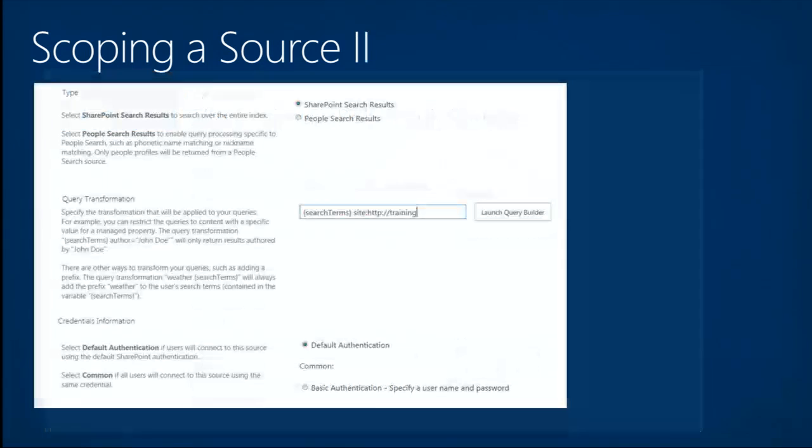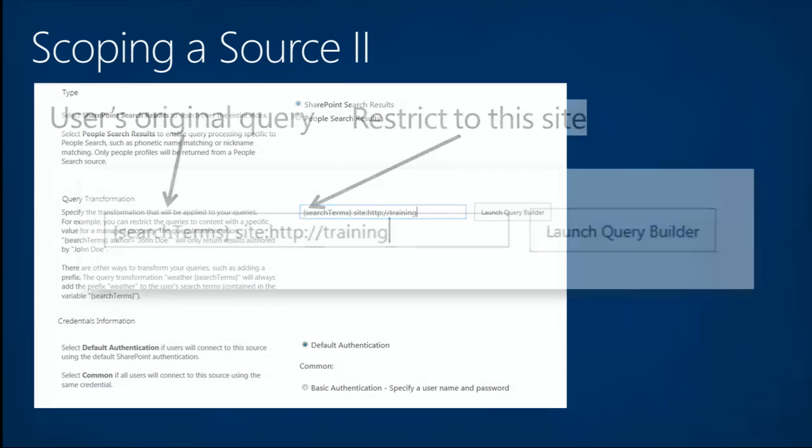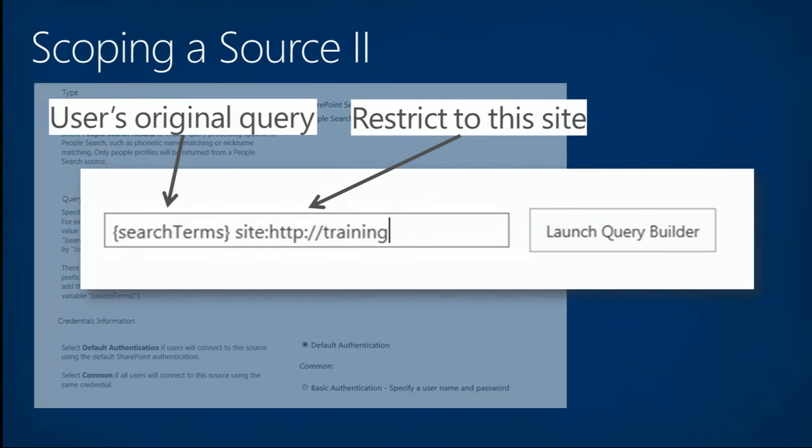Now I'm going to have to say how I want the query to change to scope it to a particular site. What I want is to keep the things that the user typed and add a restriction to a particular site. The way I do that is by referring to a variable that we populate for you called search terms, which is what the user typed. Let's have a look at that expanded a bit. I refer to the user's query, I dereference the variable in curly braces, and then I add a site restriction. That's all I have to do. I'm done, and I've configured a source.